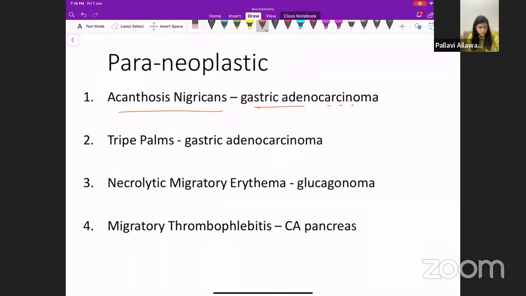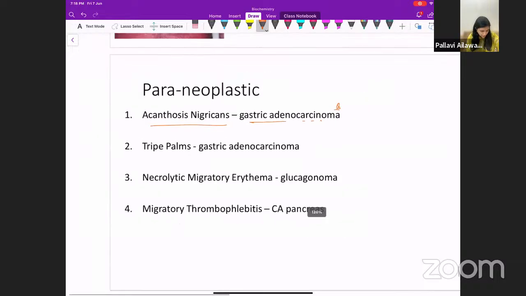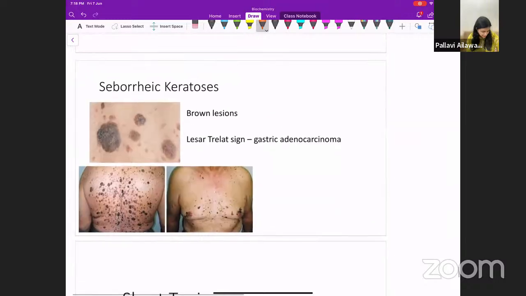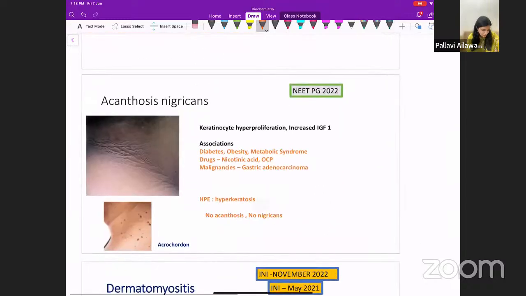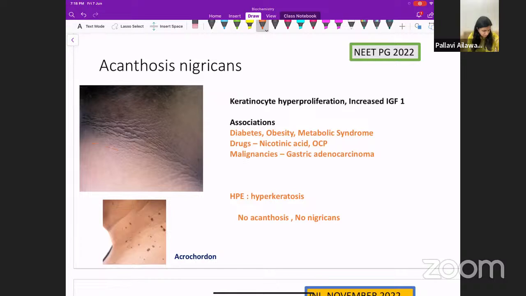Acanthosis nigricans association with gastric adenocarcinoma is a very, very often repeated topic that you need to know. See, this is how acanthosis nigricans looks like. Velvety hyperpigmentation on the neck of the patient. Again, this question has been asked 2 years back in the NEET PG exam. Associated with diabetes, obesity, and metabolic syndrome, associated with gastric adenocarcinoma.